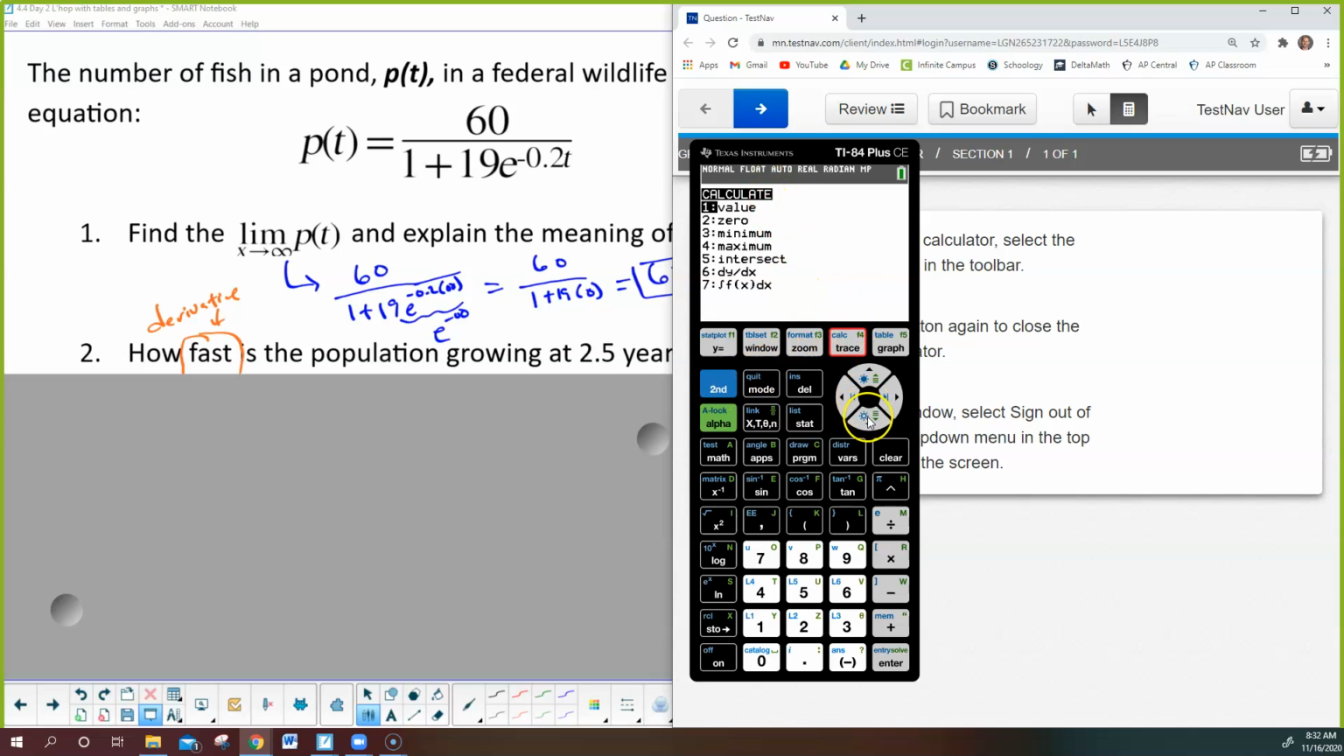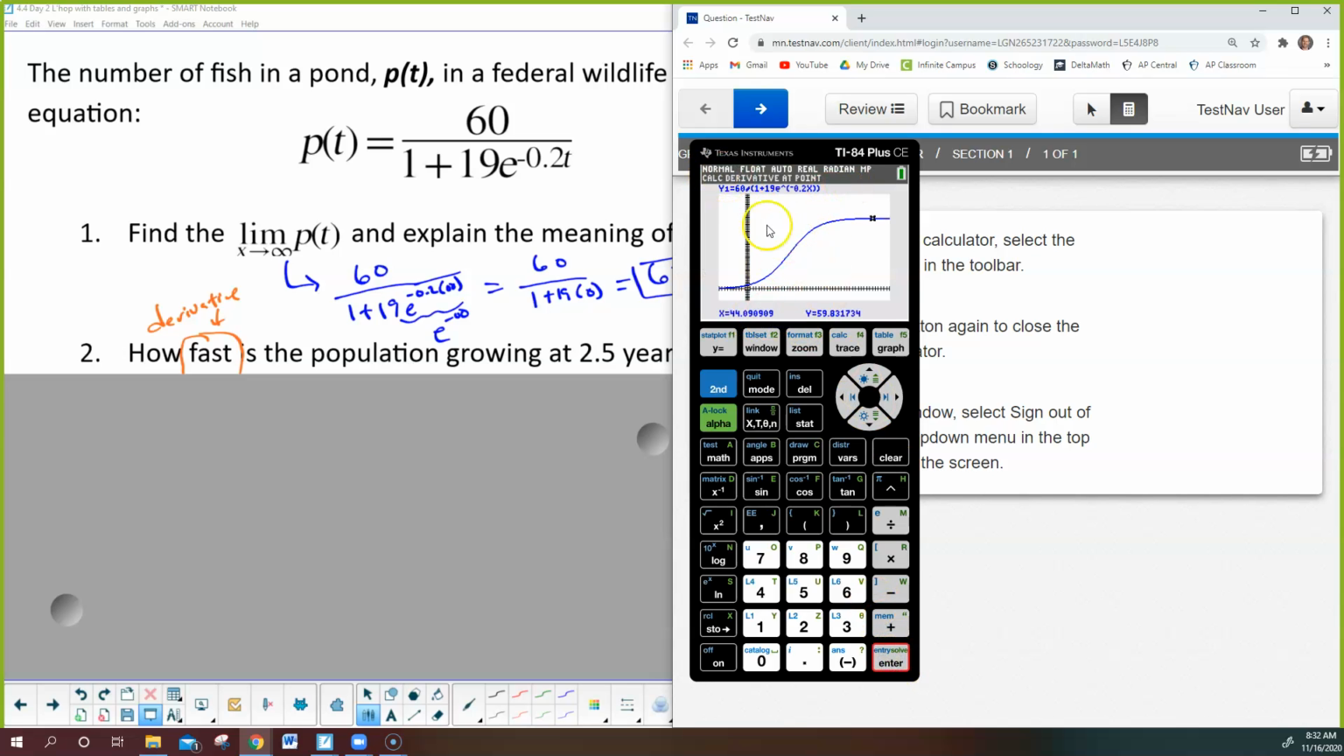And if you scroll through it, hopefully you know how to do zeros, values, minimums, maximums. But the part you want to look at is options 6 and 7. dy dx, that stands for derivative. And you don't know what this notation is for 7, but we're going to use this later on. This is the integral symbol. But look at option 6. It says, find the derivative?